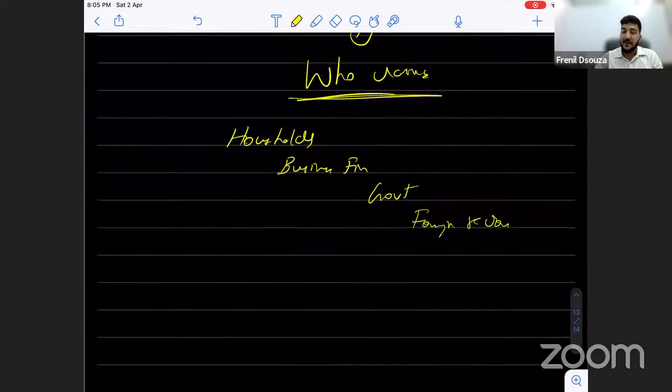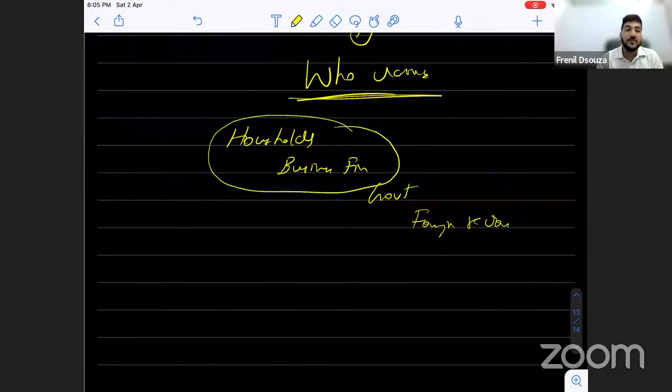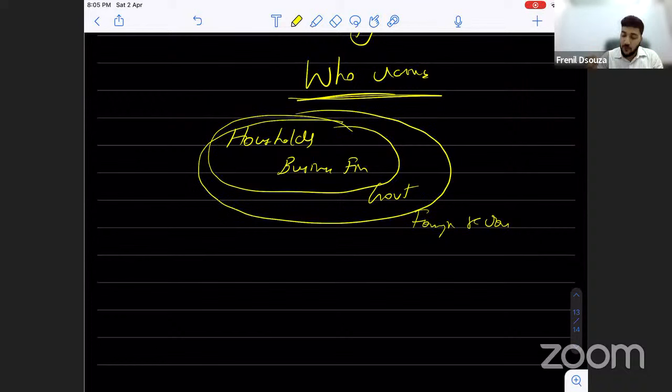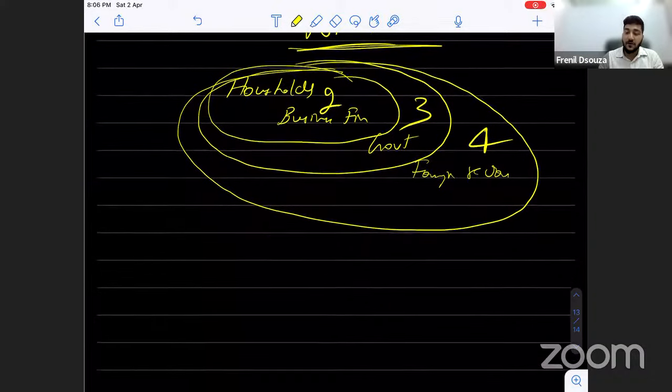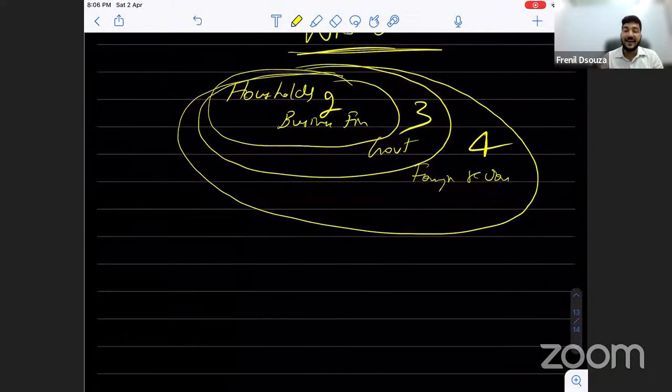Two sector model is nothing but I calculate the demand raised by households and business firms. Three sector model is nothing but households, business firms, and government. And four sector model is nothing but households, business firms, government, and foreign sector. So this is two sector model, this is three sector model, and this is four sector model. It's as simple as that. We are going to learn the aggregate demand in all these three different sectors.